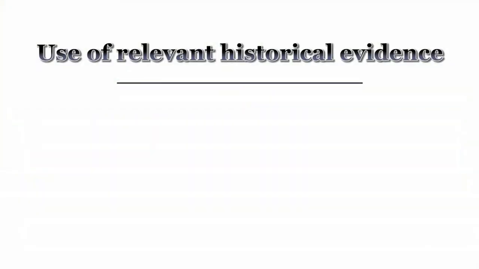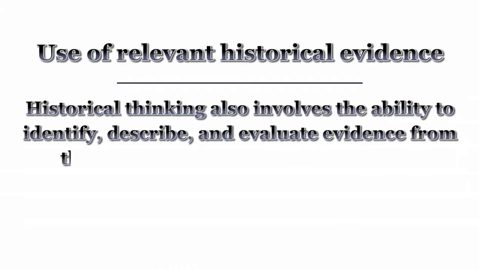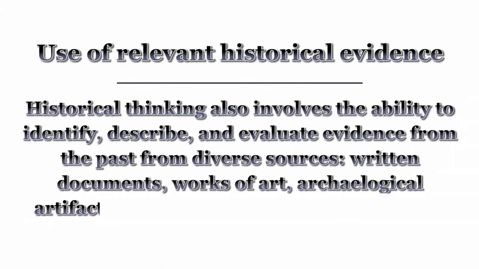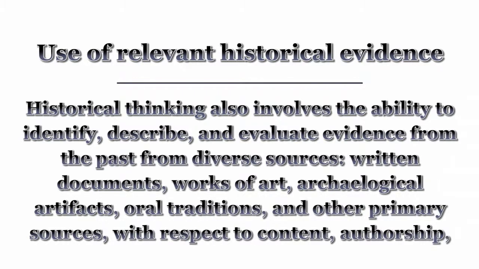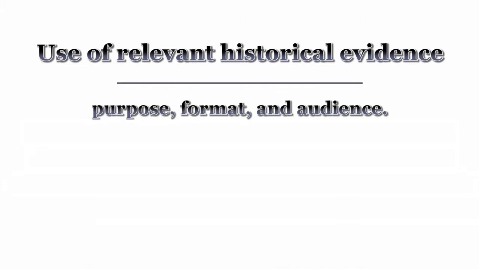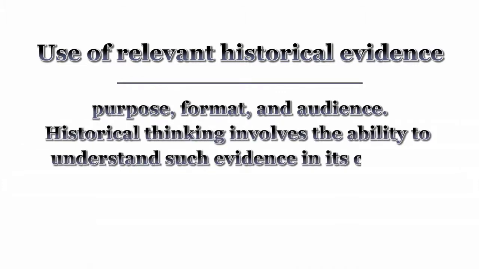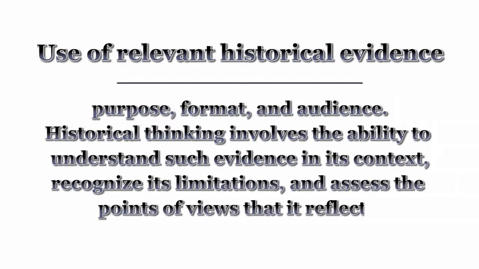It goes on to say you want to have an appropriate use of relevant historical evidence. And the way they explain that is, historical thinking also involves the ability to identify, describe, and evaluate evidence from the past from diverse sources, written documents, works of art, archaeological artifacts, oral traditions, and other primary sources with respect to content, authorship, purpose, format, and audience. And it says here, historical thinking involves the ability to understand such evidence in its context, recognize its limitations, and assess the points of view that it reflects.